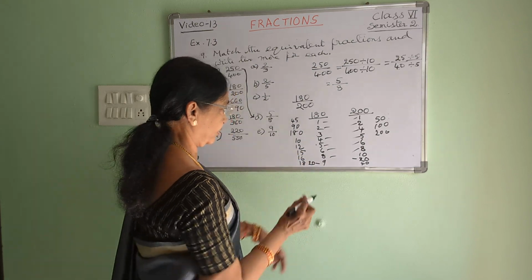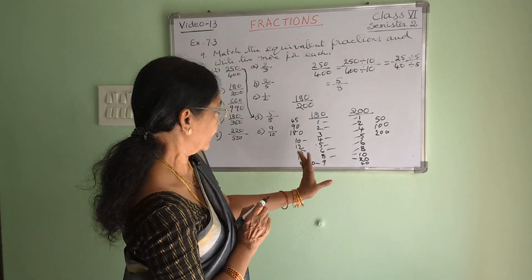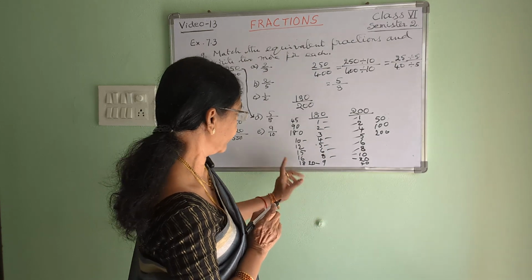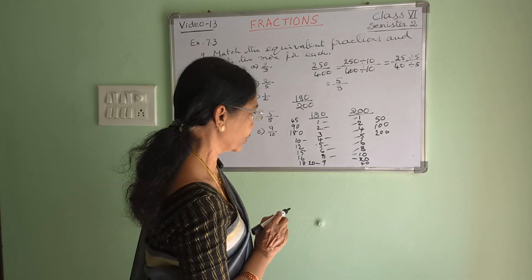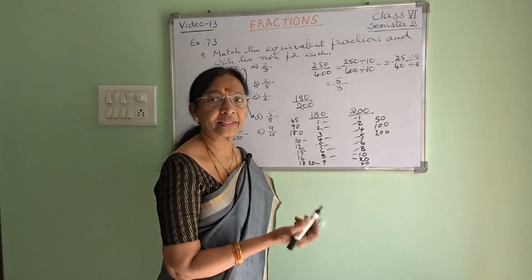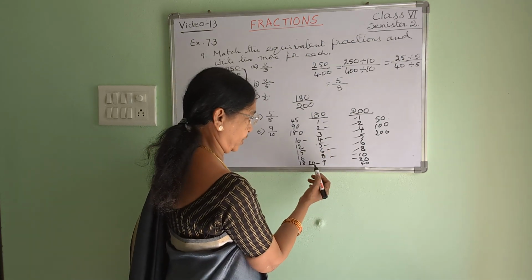10 is common, okay. 20. 40 is not a common factor. 50 is also not a common factor. 100 is also not a common factor. So the highest or greatest common factor for these two is 20.